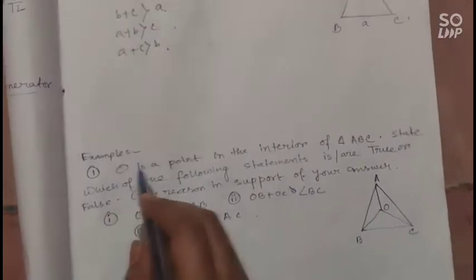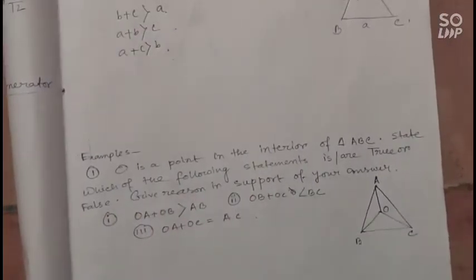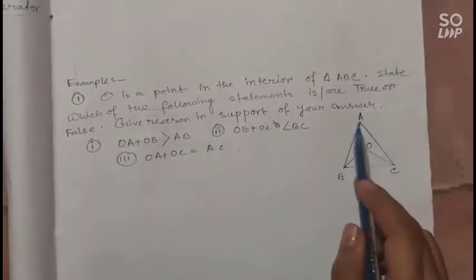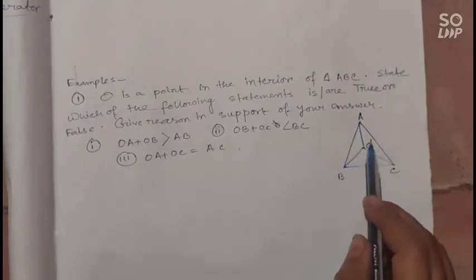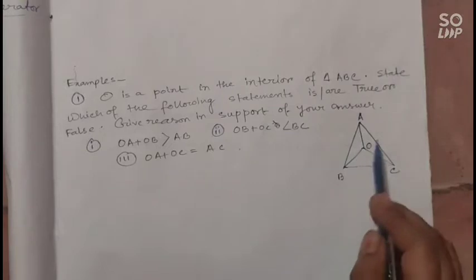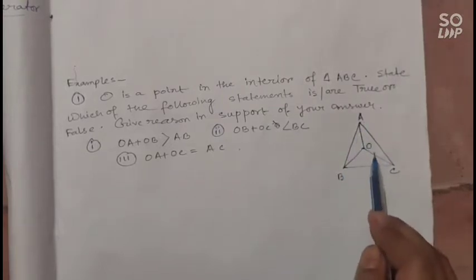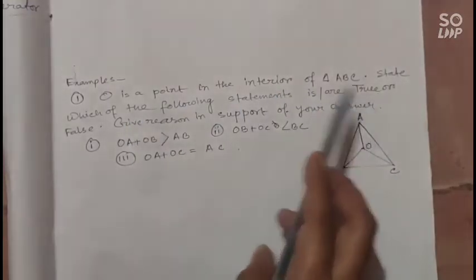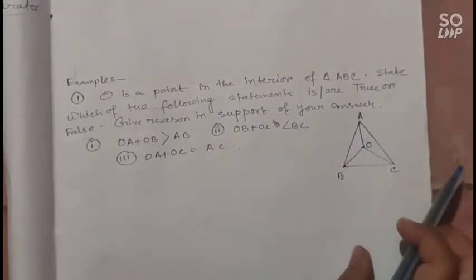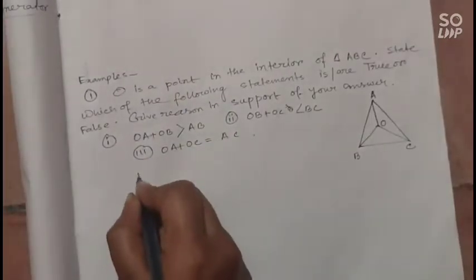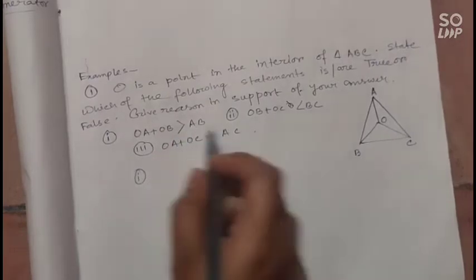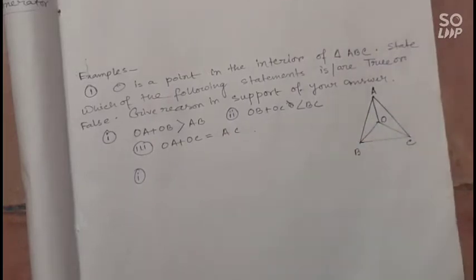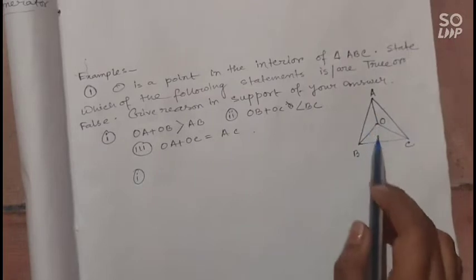First example: O is a point in the interior of triangle ABC. All of you look at this figure. This is the interior part of this triangle. State which of the following statements are true or false. Give reason in support of your answer. The first statement is OA plus OB is greater than AB. For checking whether this statement is true or false, we need to take this triangle OAB.